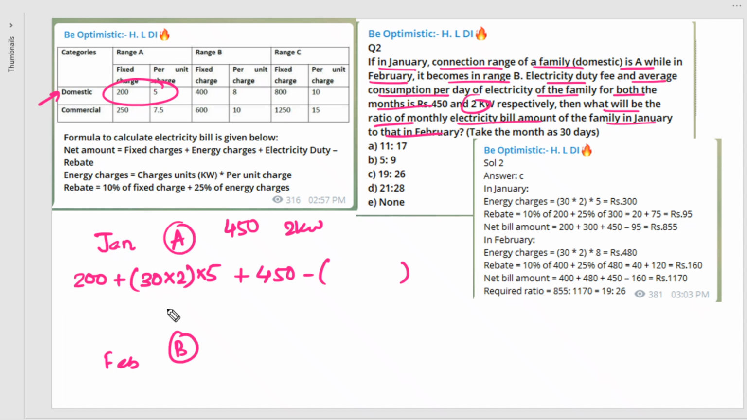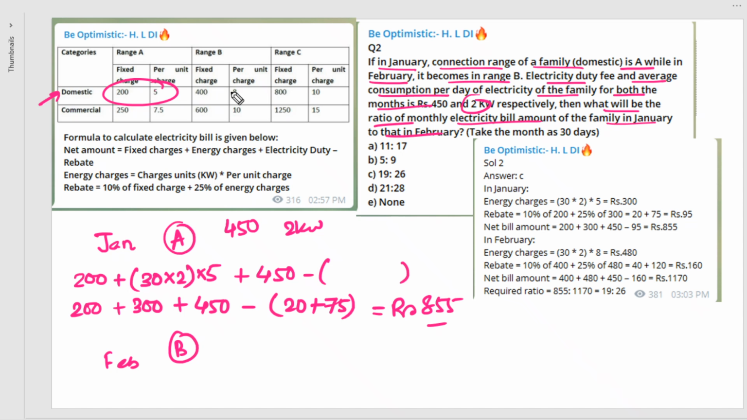Okay, so this is the main thing. So this is 200 plus this is how much? 300, right? Plus 450 minus your rebate, that is 10% of 200 is 20 plus 25% of 300 is 75. Right? So if you calculate all these values, you get rupees 855. So this is the monthly bill in January.